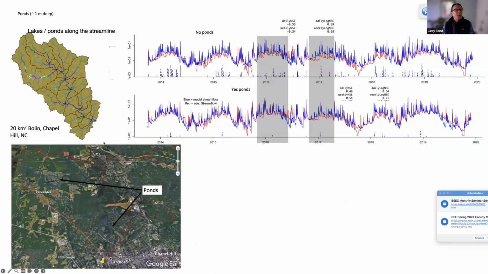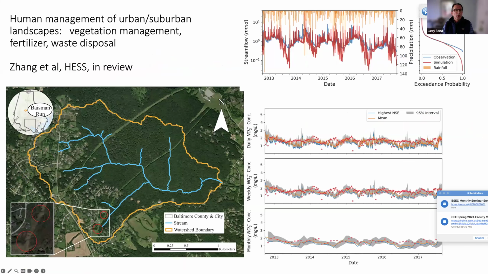We have to include infrastructure. So in the 1980s around Baltimore, in this case, this is in Chapel Hill, detention ponds were the big stormwater control feature. So incorporating the effect of peak shaving and storage and slow release by detention ponds in urban areas was something we needed to incorporate.